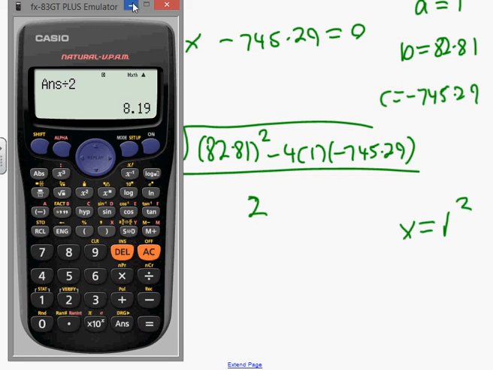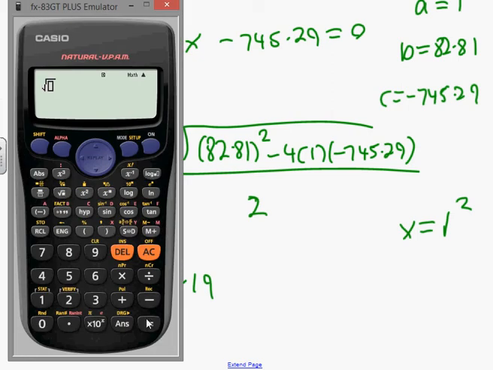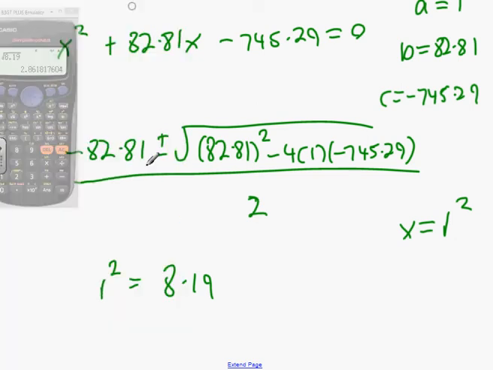8.19 is r squared. Is that right? Now, r squared equals 8.19. Square root it. However, 2.862.